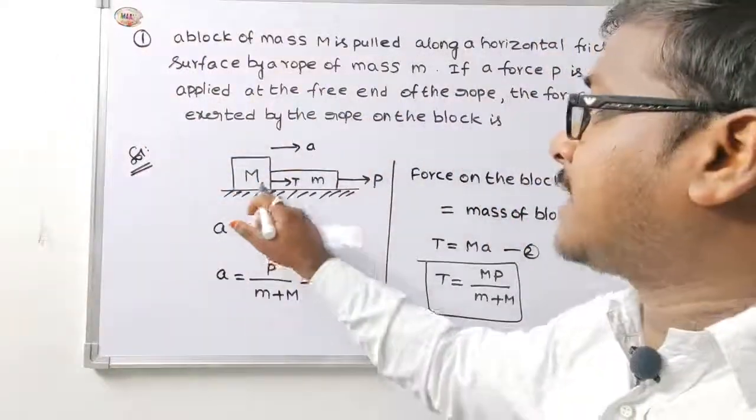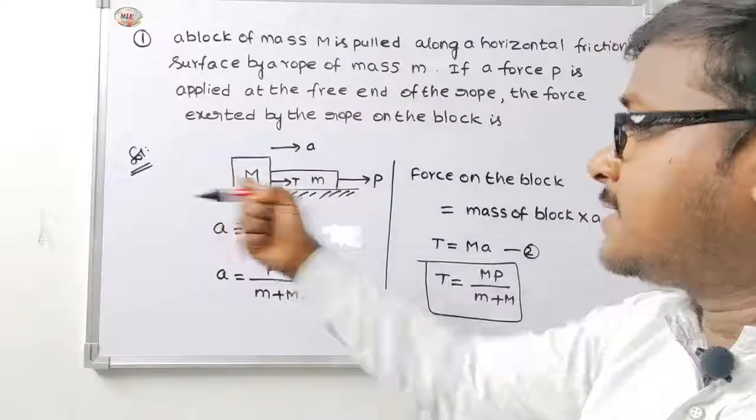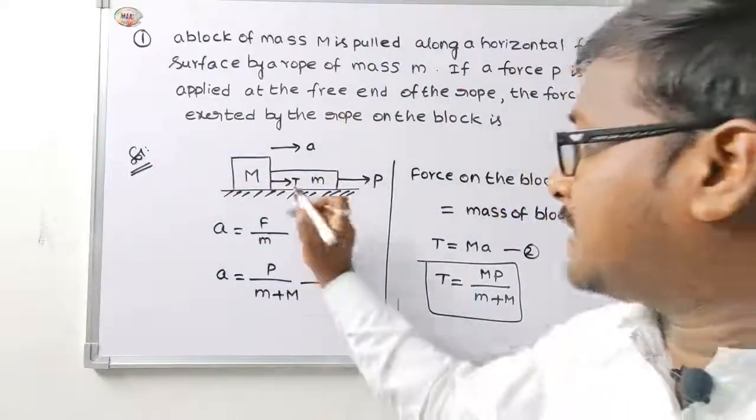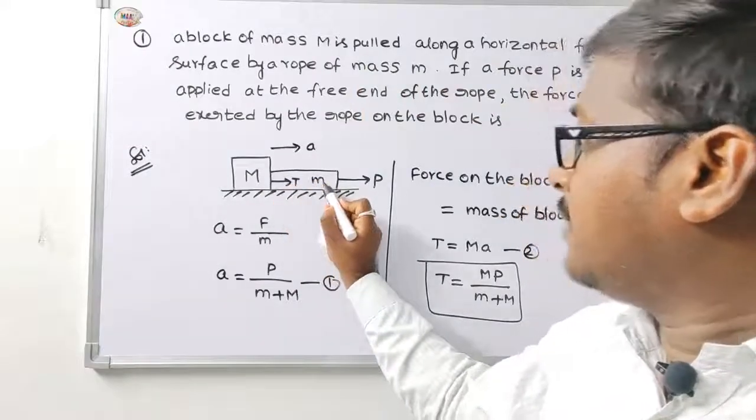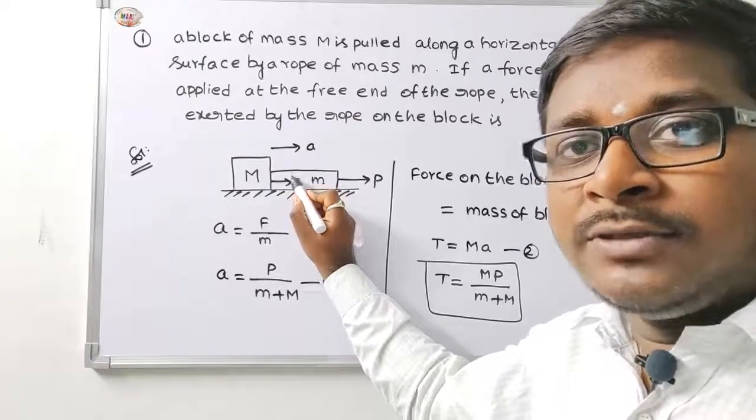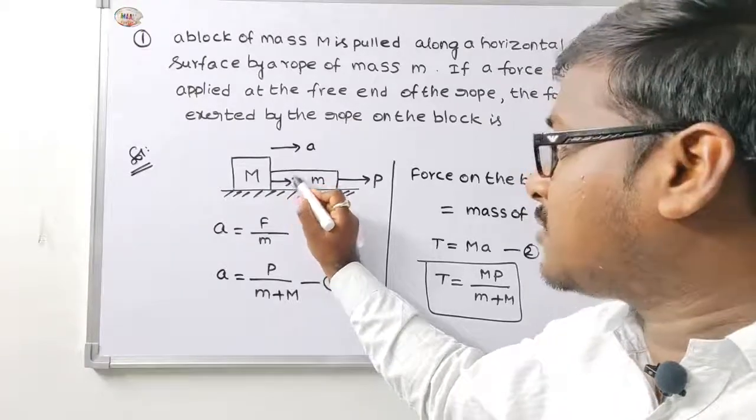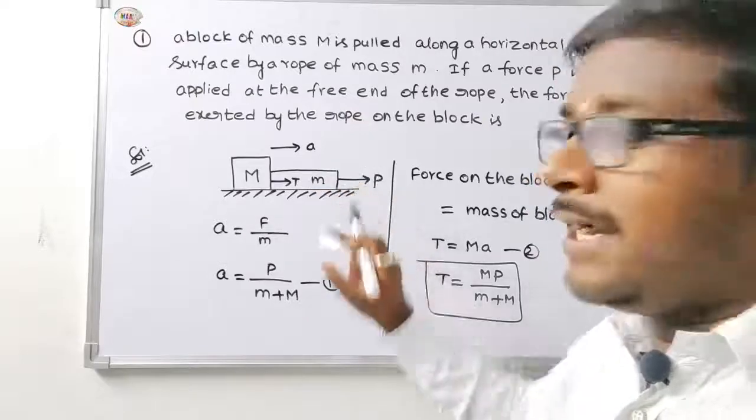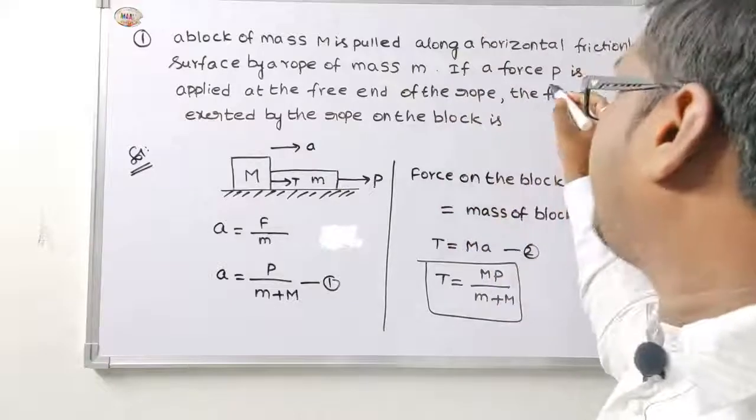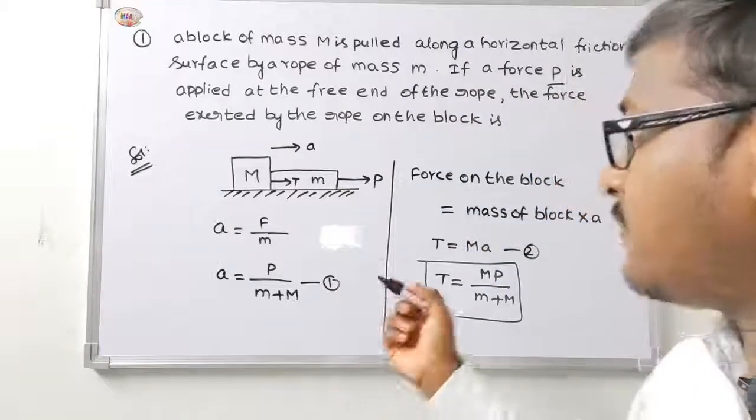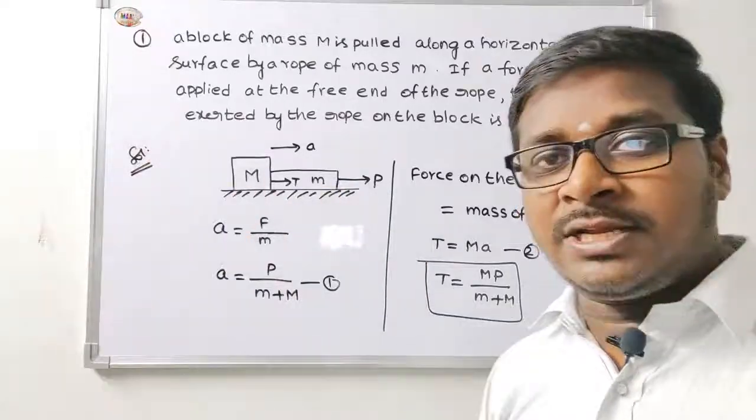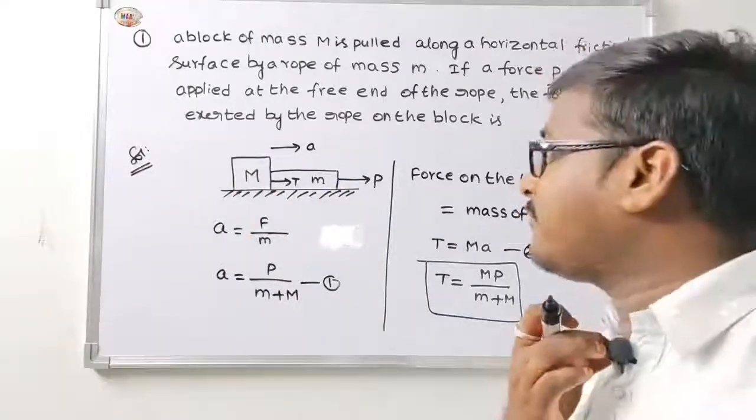A block of mass capital M is pulled along a horizontal frictional surface by a rope of mass m. Along the rope, one force is acting. That force is called the tension force. At the free end of the rope, one force is applied. That force in this problem is P. The force is acting in the forward direction, and the acceleration is also acting in the forward direction.